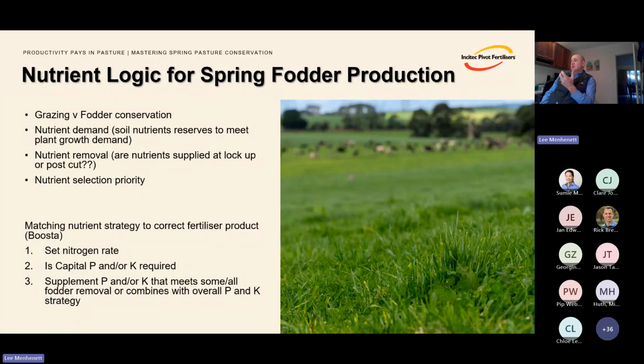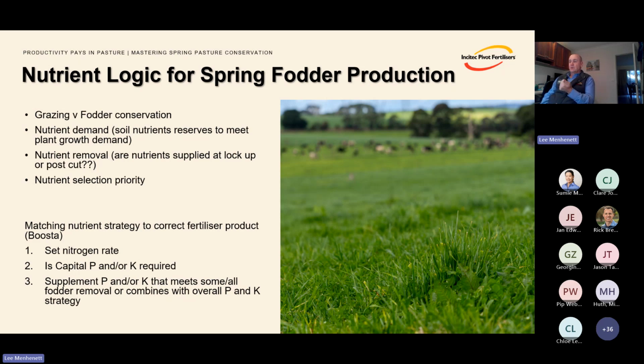So the logic, I guess, we need to consider for this spring production period is, number one, grazing versus fodder conservation. Obviously with grazing, your removal levels are going to be a lot less compared to fodder conservation. So that's the first thing, and that's going to change our nutrient supply and nutrient requirements. Then the nutrient demand: can the soil reserves meet the plant growth demand? That's going to be around our critical values, but also understanding the plant accumulation of those nutrients and how quickly they accumulate at any period of time. So it may need to be supplemented.